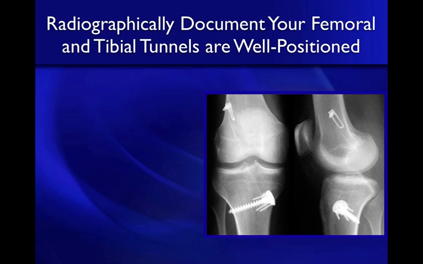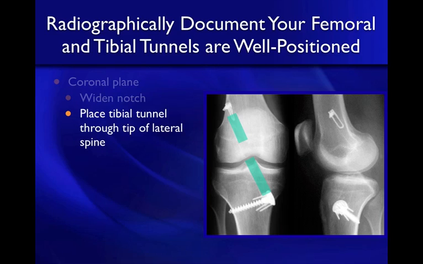And so finally, the other thing that you can do is radiographically evaluate your femoral and tibial tunnels to see if they fit the criteria of being well positioned. And in the coronal plane, what I like to do is, again, consider that you need to widen the notch, and don't raise the roof because that indicates where the normal ACL should be, and place your tibial tunnel through the tip of the lateral spine, so that moves the tunnel away from the PCL.